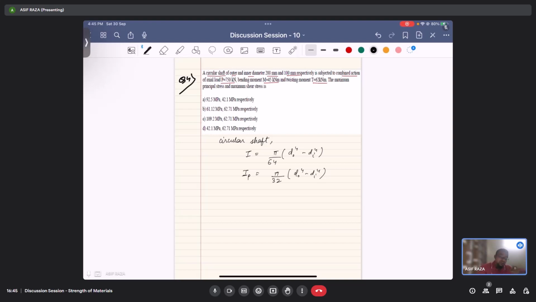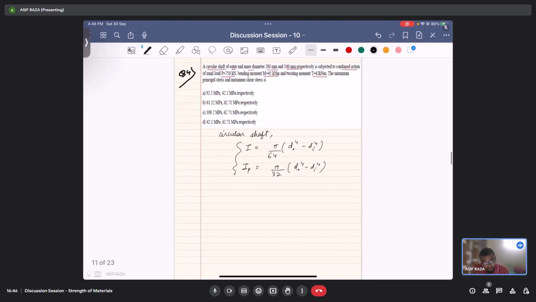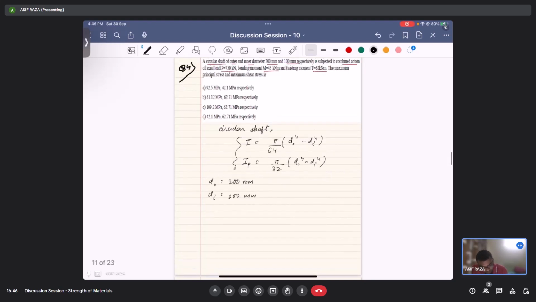Okay, so to solve this question, we'll be doing it step by step. First thing first, we should write what is given in the question. The outer diameter is 200 mm, inner diameter is 100 mm, combined action axial load P is 750 kilonewton.